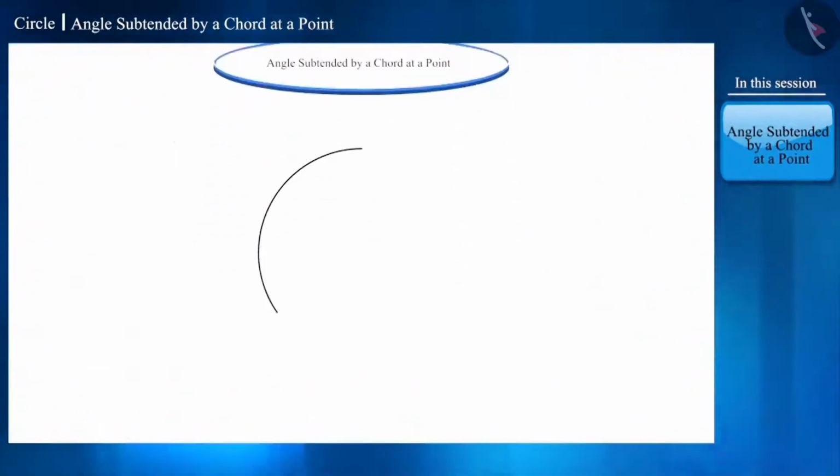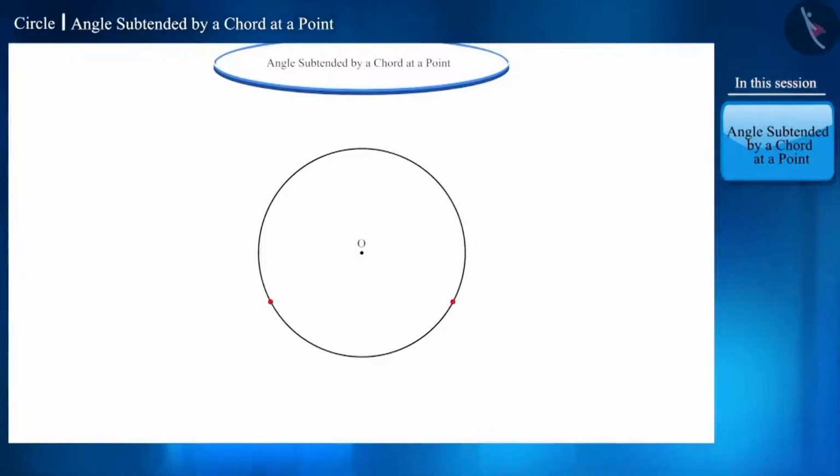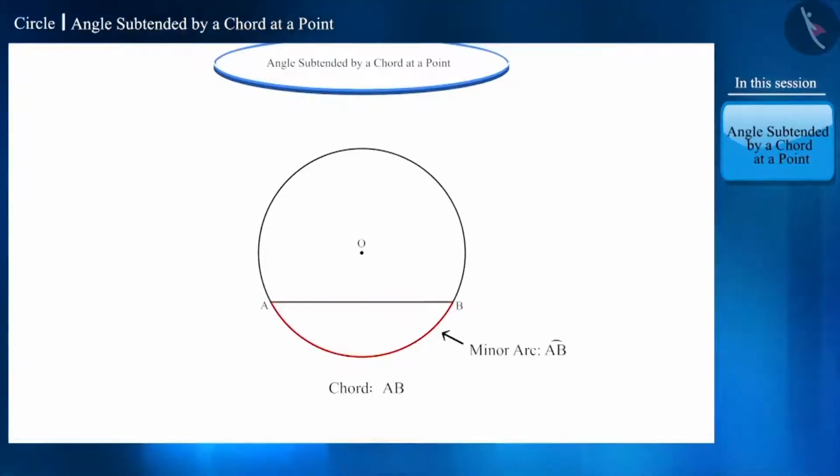Friends, on a circle whose center is O, if you take two different points A and B and join them, then the line segment AB thus formed is called a chord of the circle, where AB is its minor arc and this is the major arc.